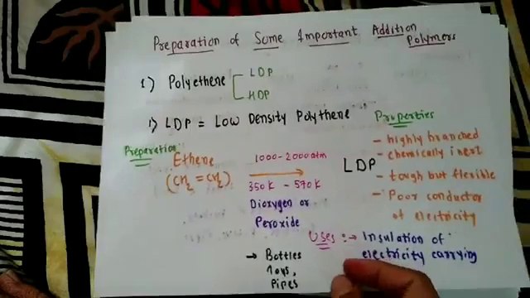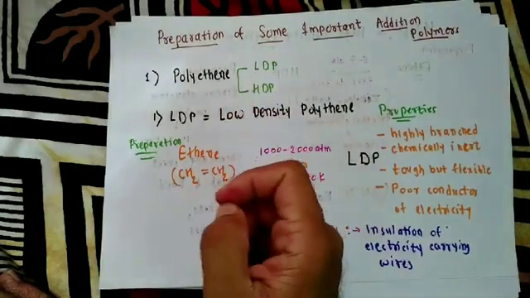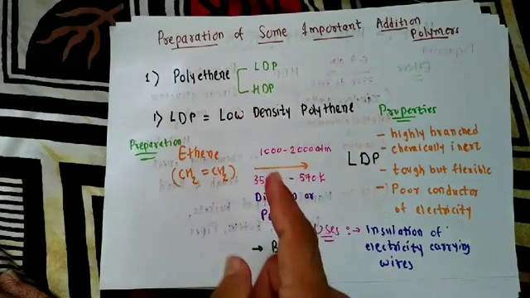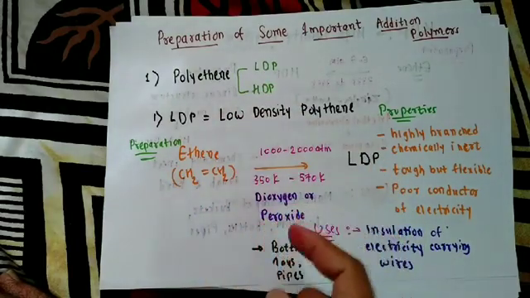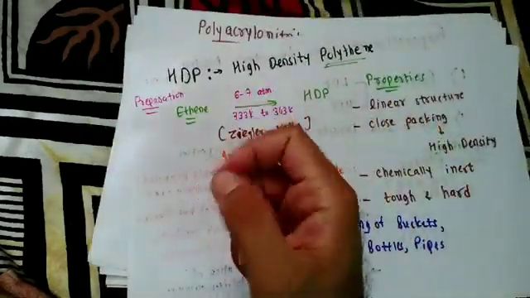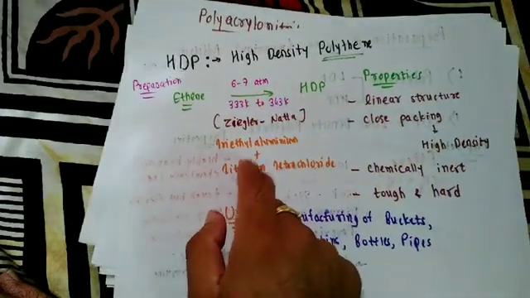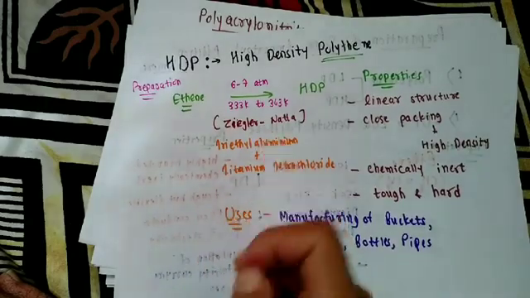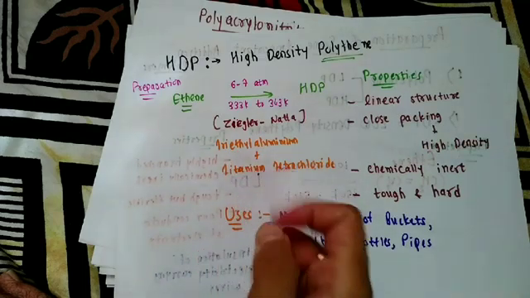First of all, we discussed polythene. There are 2 types of polythene, low density polythene and high density polythene. The main difference between them is their density and their preparation. In case of low density polythene, high pressure and high temperature are required. In case of high density polythene, the pressure requirement is low, 6 to 7 atmosphere, and temperature is also low. But in this case, we need a special catalyst, that is Ziegler-Natta catalyst, whose chemical composition is triethyl aluminum and titanium tetrachloride.